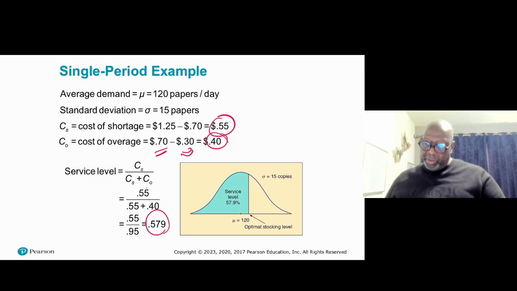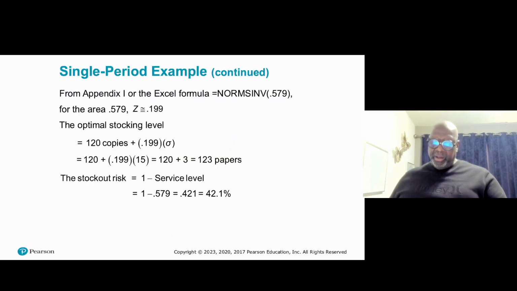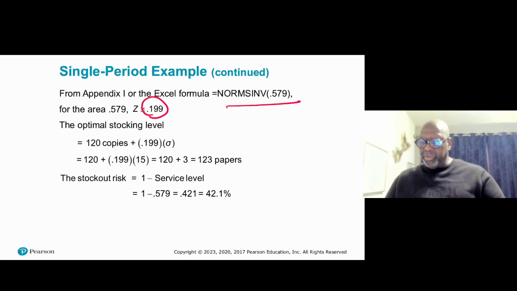And so here we go. This is the service level, 57.9%, which corresponds to a particular Z value. Let's see what Z value it corresponds to. The Z value it corresponds to is 0.199. Okay, we could use Excel to help us with that. Norm's inverse, and you put in the cumulative probability, and it will give that to you.